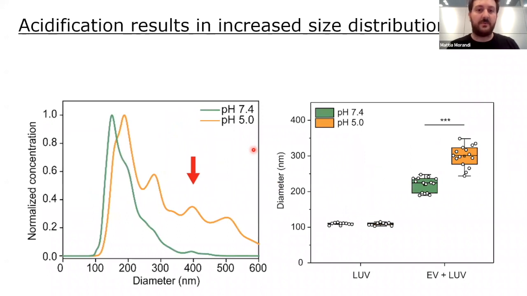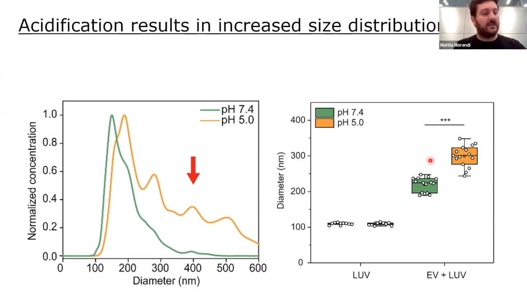So if we, for example, measure the size distribution of the EV liposome mixture at physiological pH, and upon acidification of the environment, we see the appearance of a higher diameter population. And overall, if we quantify the average diameter, we see that liposomes at any pH are very monodisperse, but the EV liposome mixture upon acidification increases its typical size. So this implies that multiple vesicles are adding onto each other by fusion, and therefore result in a larger diameter vesicle.